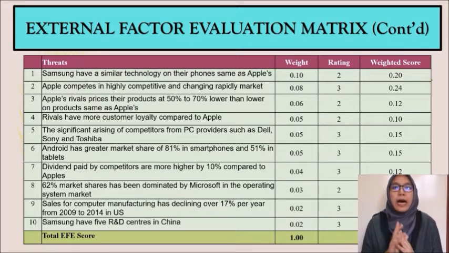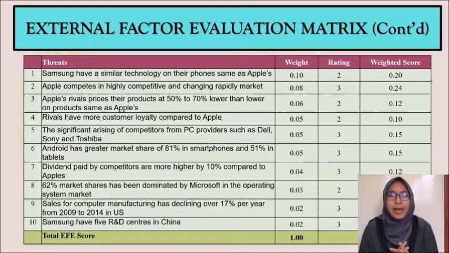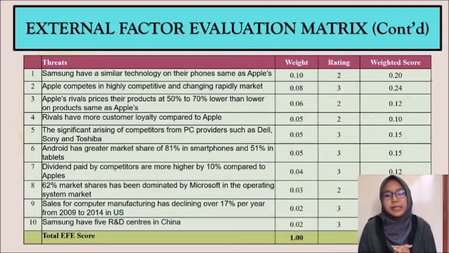Step 4, after we identify all the ratings and weights, we must multiply each factor's weight by its rating to determine a weighted score. And then the last step is to total up everything from the threats and opportunities to determine the total weighted score for Apple. For the result, we can see that Apple's total weighted score is 2.53.